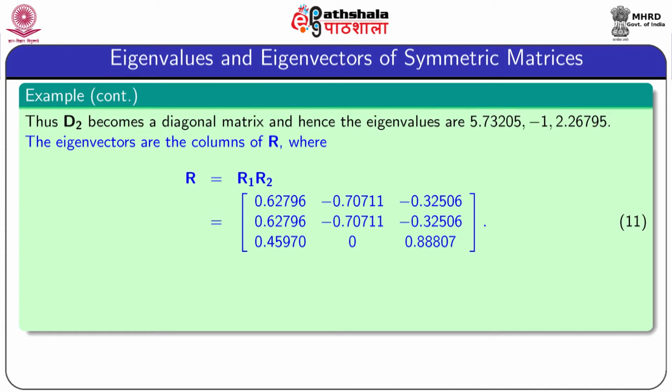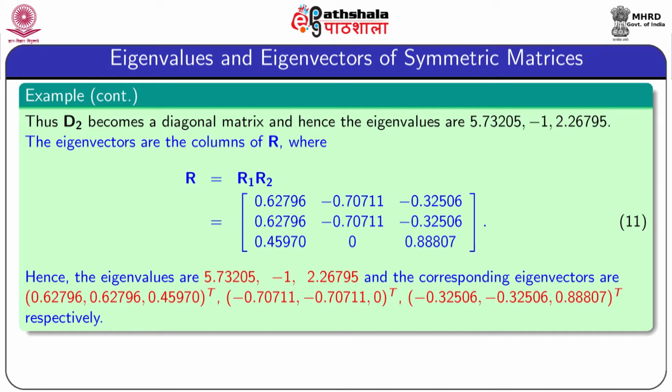The eigenvectors are the columns of the matrix R, where the matrix R is the product of R1 and R2. After simplification, this matrix is given by equation number 11. From this matrix we can determine the eigenvectors corresponding to the above eigenvalues. Hence, the eigenvalues are 5.73205, -1 and 2.26795, and the corresponding eigenvectors are the column vectors.